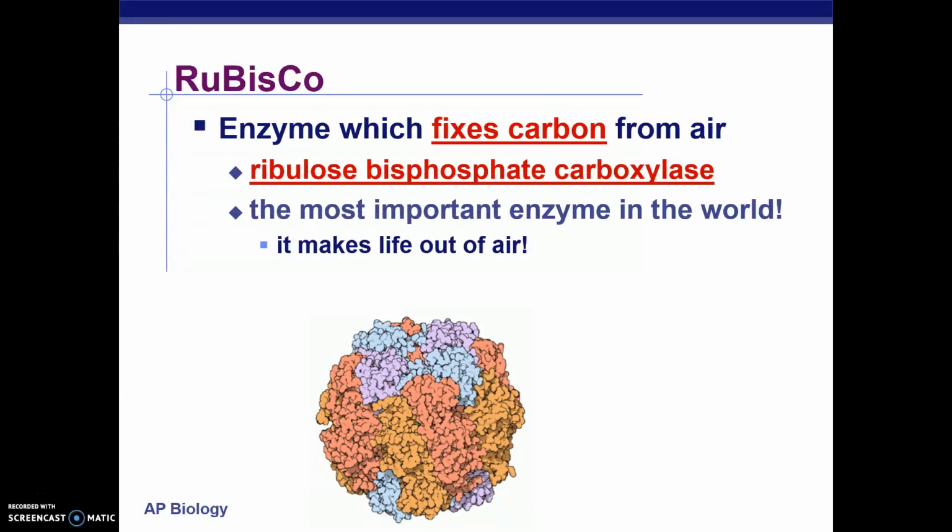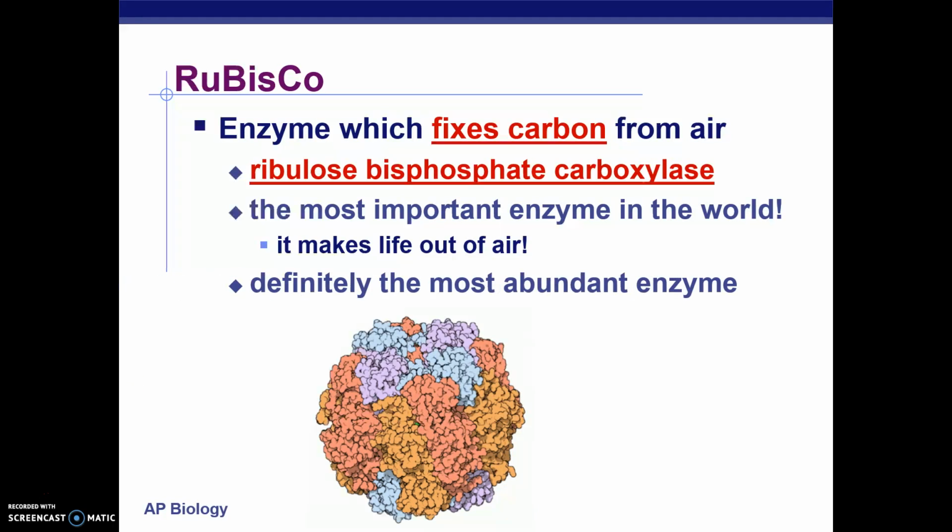The Calvin cycle was possible, fixing of carbon was possible, because of the enzyme Rubisco. Rubisco stands for ribulose bisphosphate carboxylase. It is the most important enzyme in the world and also the most abundant enzyme, because all plants, all photosynthetic organisms, all autotrophs have this enzyme in order to fix carbon.